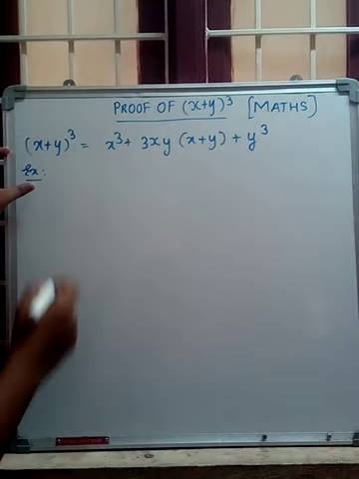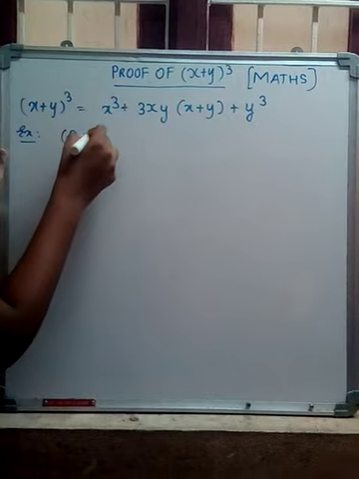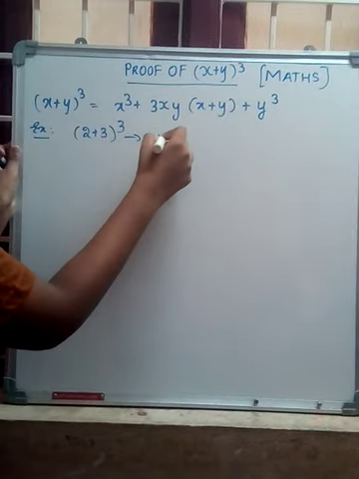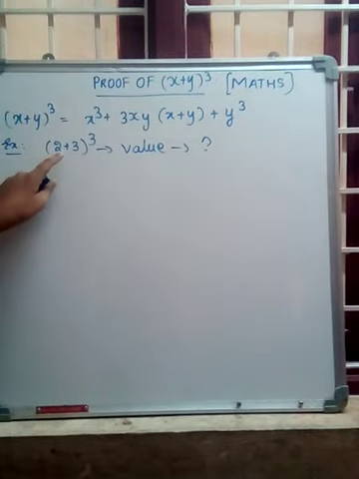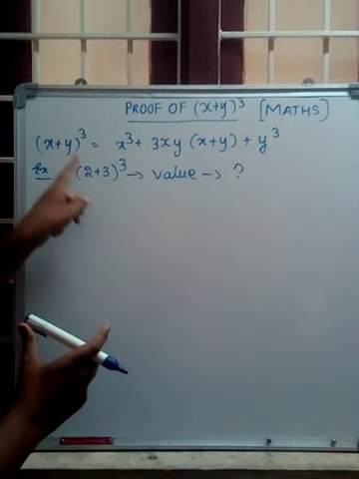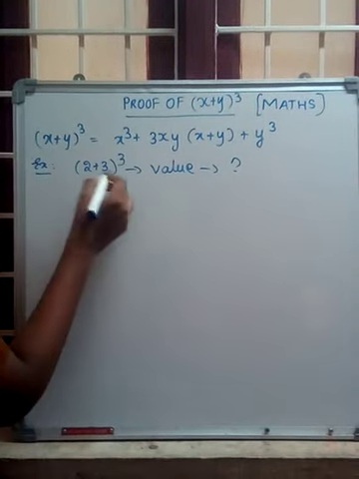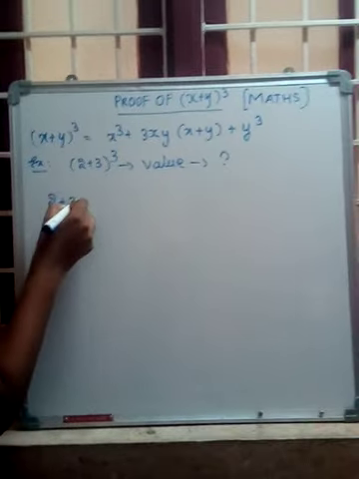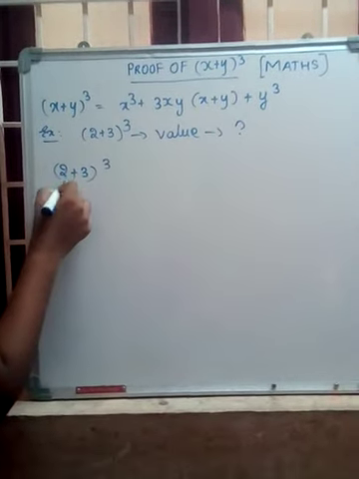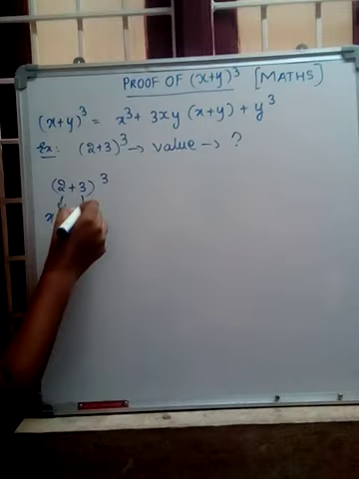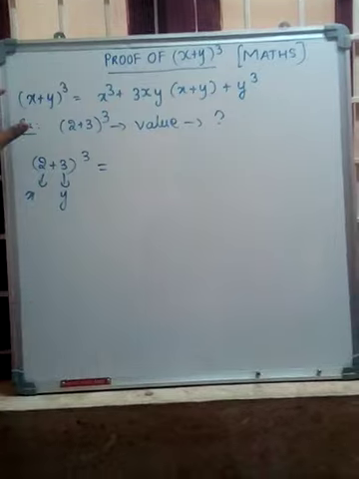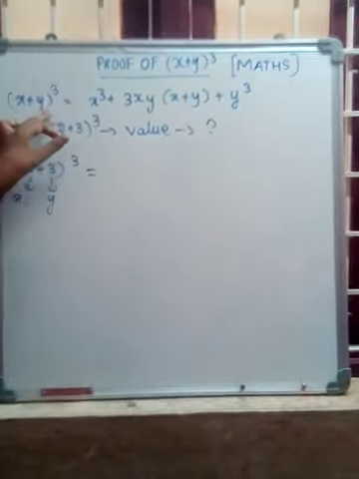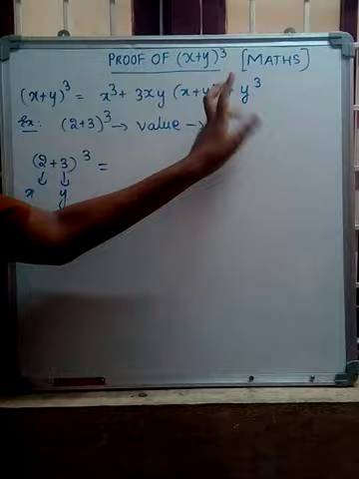Find the value of 2 plus 3 whole cube. So it is in the form of x plus y whole cube. We can take x as 2 and y as 3. Let's start. 2 plus 3 whole cube. Here x is 2 and y is 3. So LHS is equal to RHS we have to prove. Then the x plus y whole cube is equal to this formula will be correct.